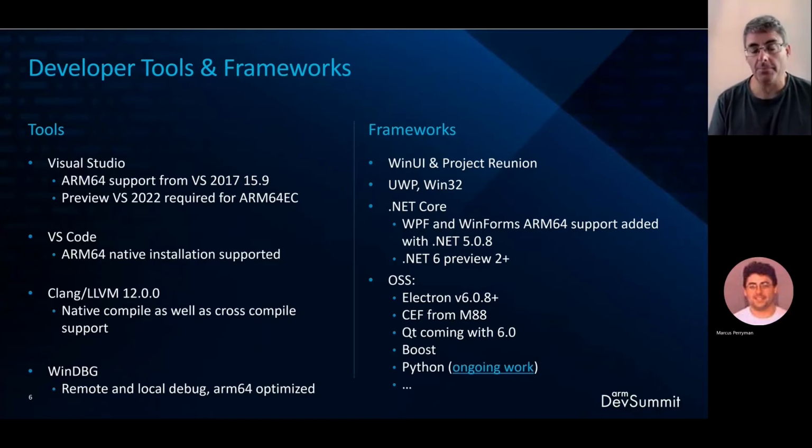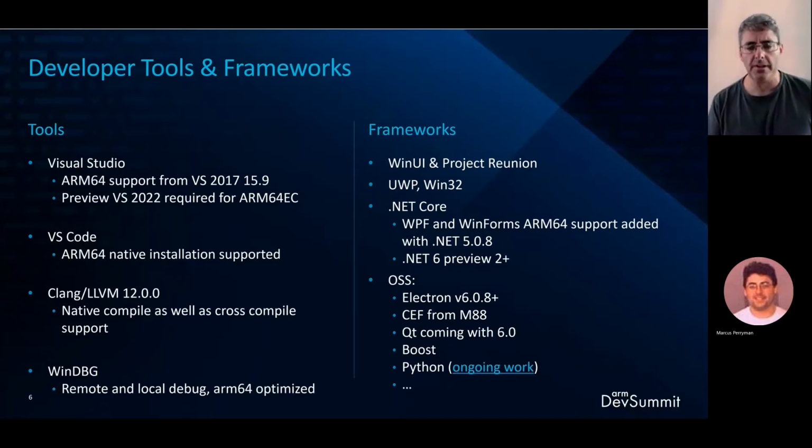If your application is UWP or Win32, our compiler stack in Visual Studio will support, and the runtime will support ARM64 as well. If you're using .NET, then .NET Core introduces ARM64 support. WPF and WinForms were brought in with 5.0.8 and continue to be supported in .NET 6 Preview. So if you look at Preview 2 or above, you'll get support for ARM64.